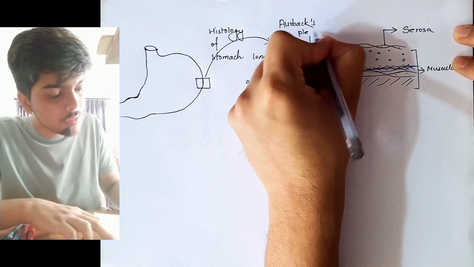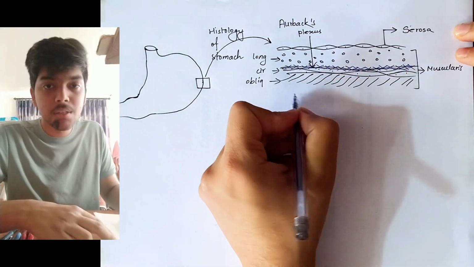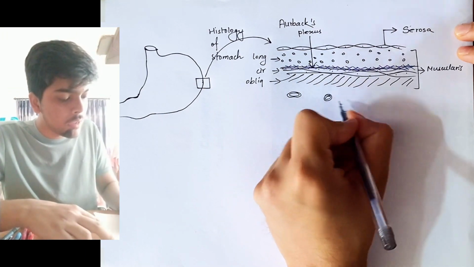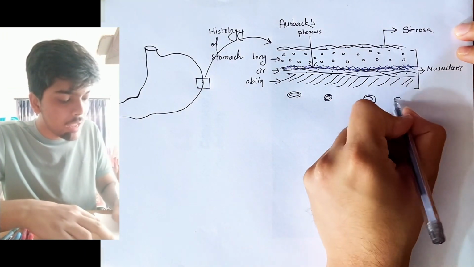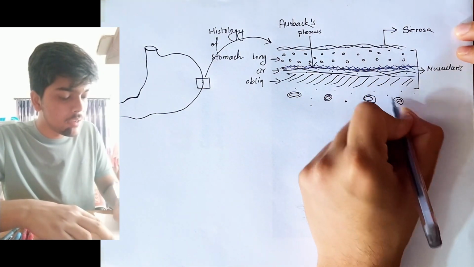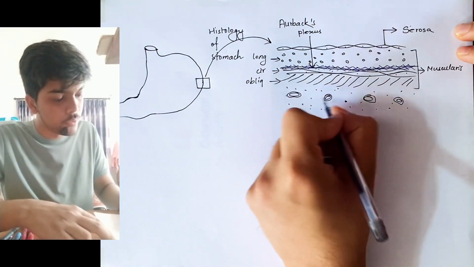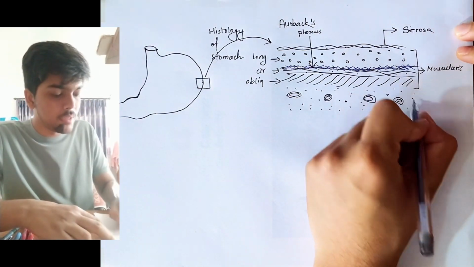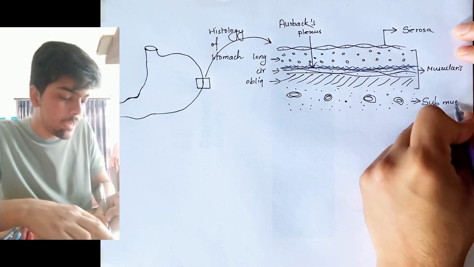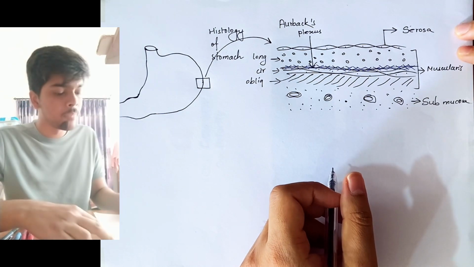Auerbach's plexus. Right after muscularis, there's submucosa, which contains blood vessels and lymph vessels as well as nerves, and they are present in a loose connective tissue. So this is submucosa, which is present right behind mucosa. So obviously after submucosa comes mucosa.